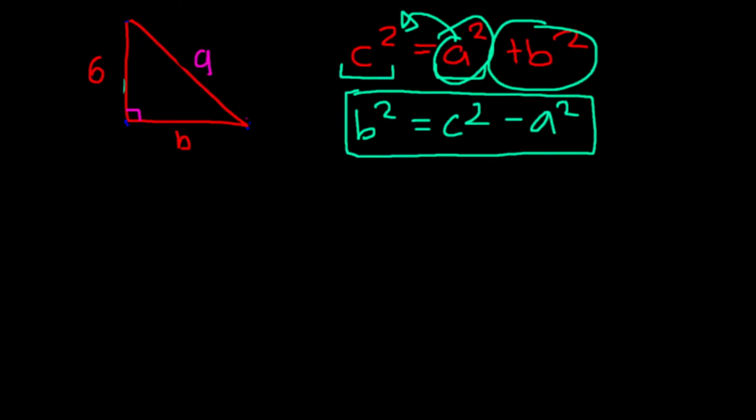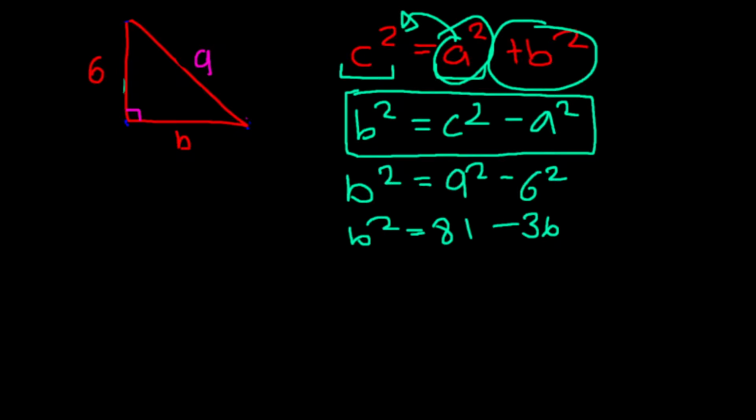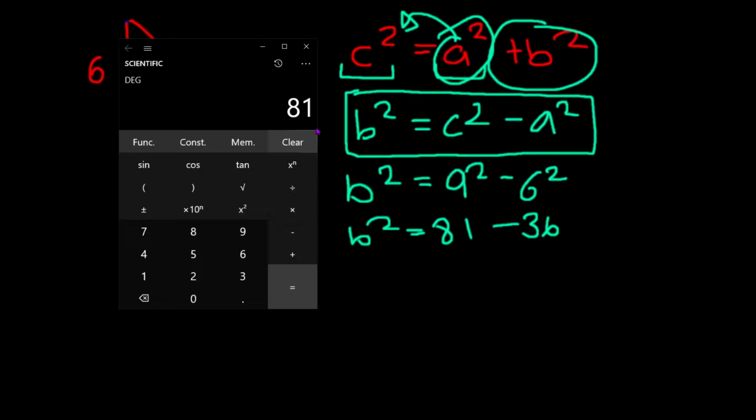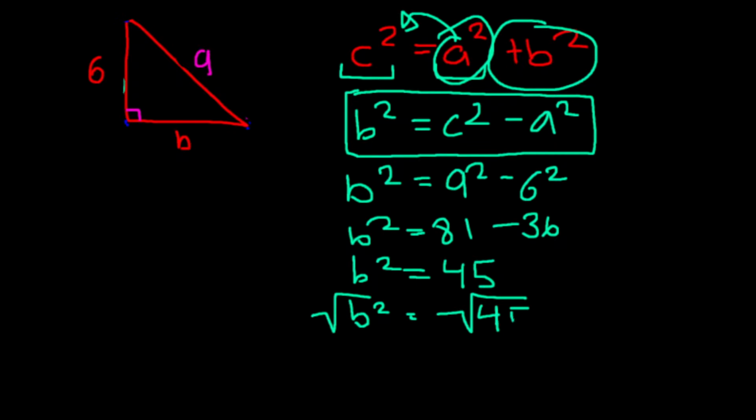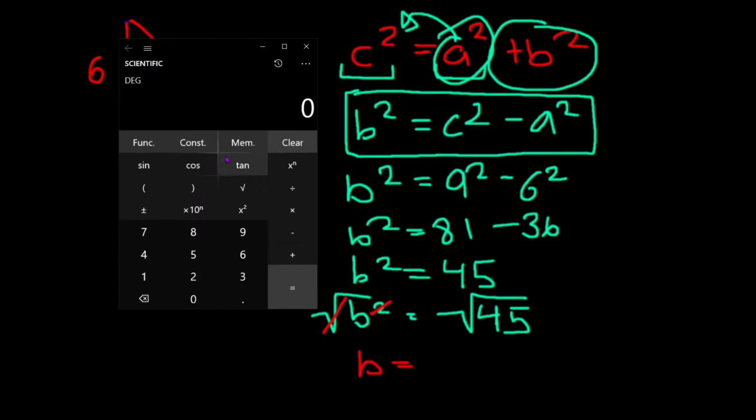Let me just apply this real quick. B squared is equal to c squared, which is 9 squared, minus a squared, which is 6 squared. B squared is equal to 81 minus 36. I'm going to pull out the calculator. You get 45. B squared is equal to 45. Just like in all the other equations, you have to square root both sides. By doing this, you cancel out the square on the b, so you are left with b alone, and that is exactly what you want. And you get the square root of 45.